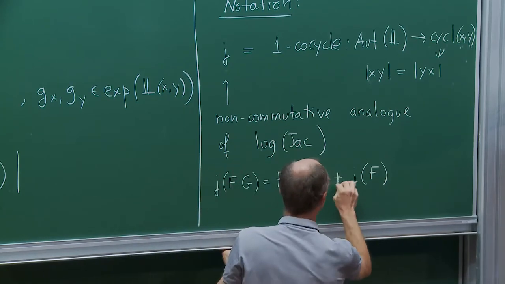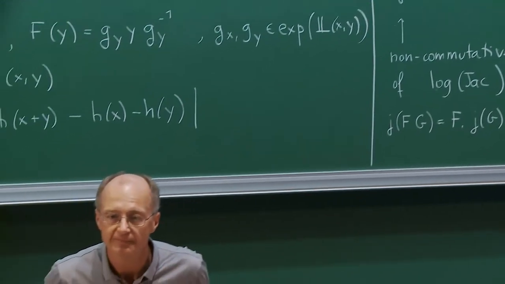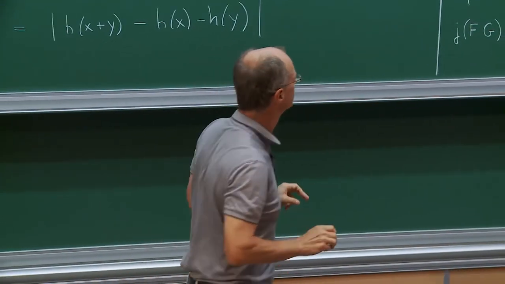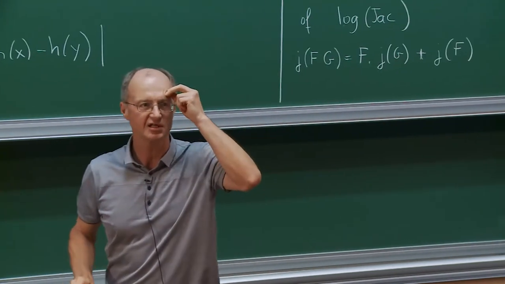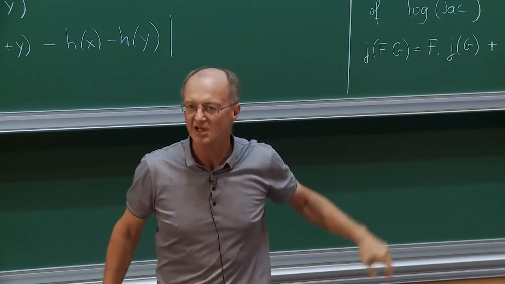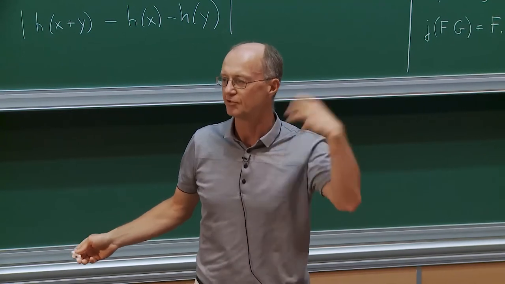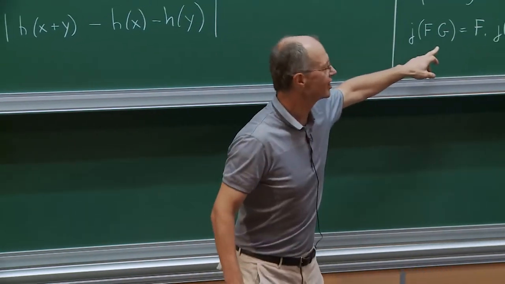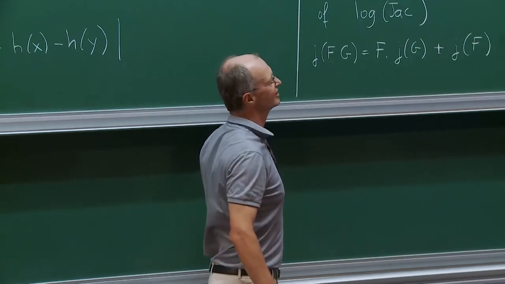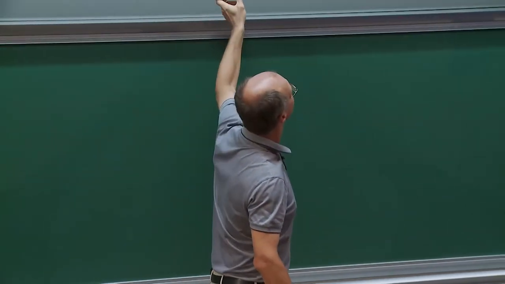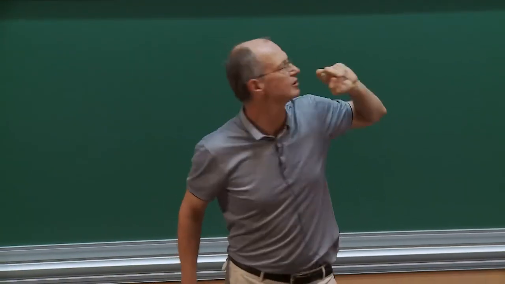You don't have an F for the second term? Sorry? You don't have an F for the second term? No. Unless, of course, maybe I made a mistake here. But let's take it as an exercise. Take an ordinary Jacobian of a transformation, and then check that it satisfies roughly this rule. Or maybe G and F should be exchanged. You should take the vector space generated by cyclic words. Yes, the vector space generated by cyclic words. Sure.